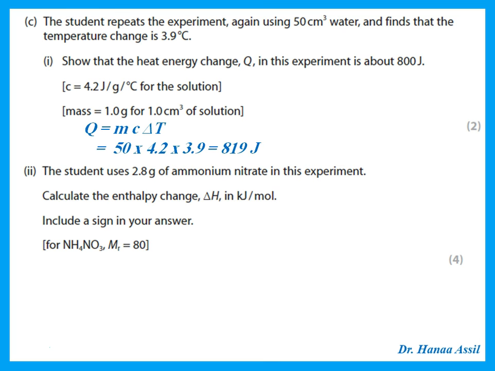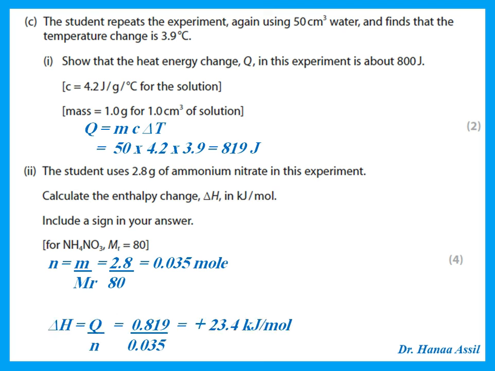Then he says the student uses 2.8 grams of ammonium nitrate in this experiment. Calculate ΔH. What is the enthalpy change? How do we get ΔH? ΔH is Q over n, so I need to get n. What is the number of moles? He says I have 2.8 grams, and he gives me the Mr of ammonium nitrate. So the number of moles is 0.035.